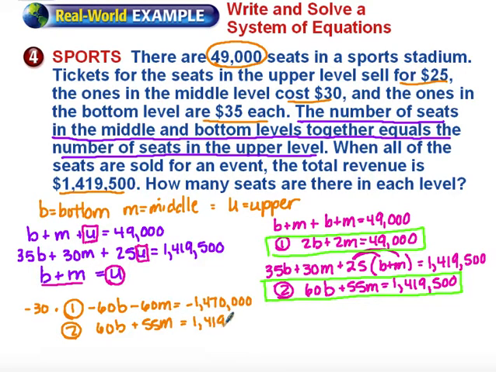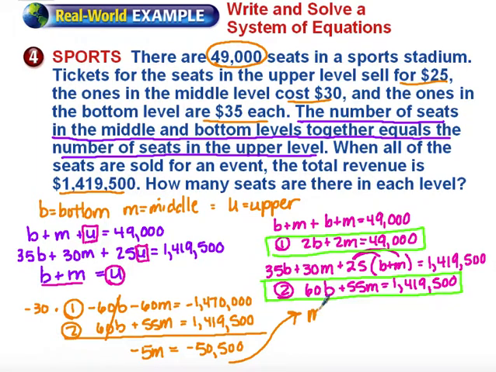We're almost there. I know it seems like we're so far away. We're going to cancel those b's. I'm left with negative 5m equals negative 50,500. And when I divide by negative 5, I get the number of middle seats is equal to 10,100.